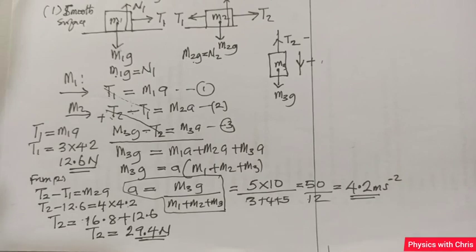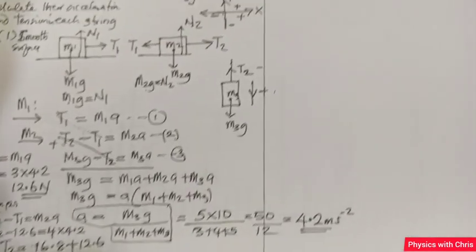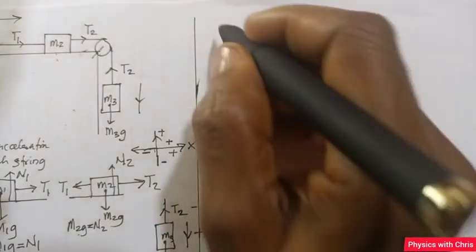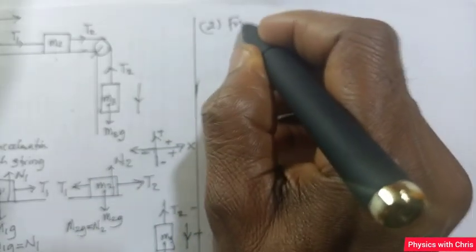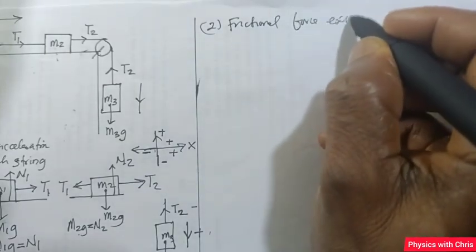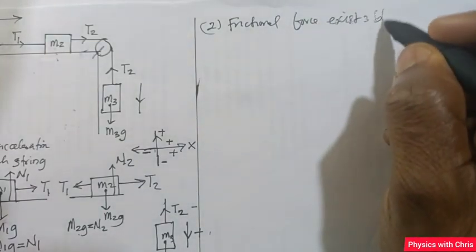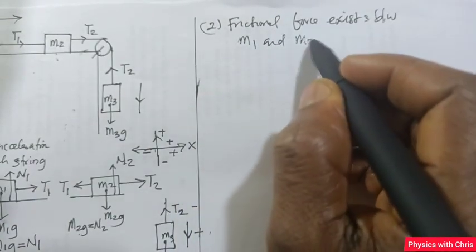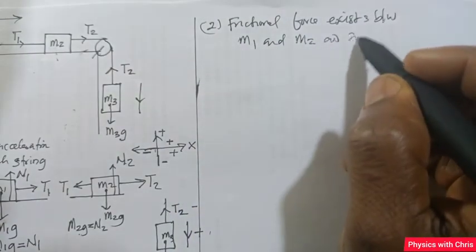Okay, let's see the case where the plane surface, the tabletop, is rough. Now, to case 2, frictional force exists. Frictional force exists between blocks M1 and M2 and the table surface.